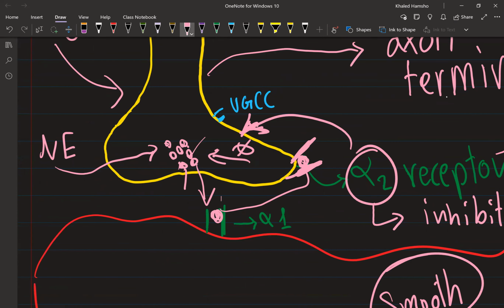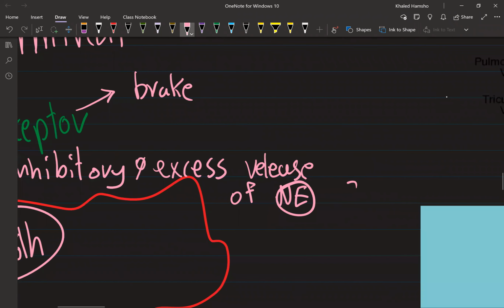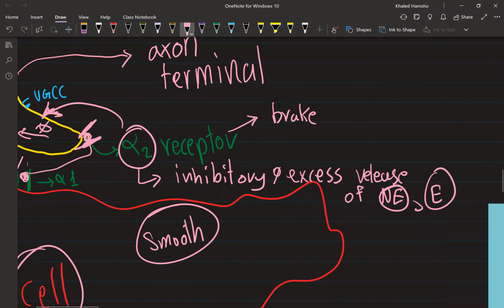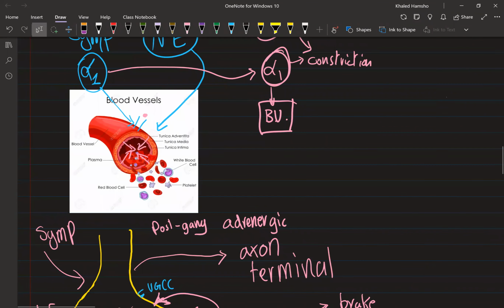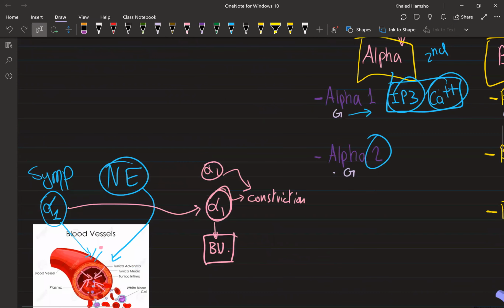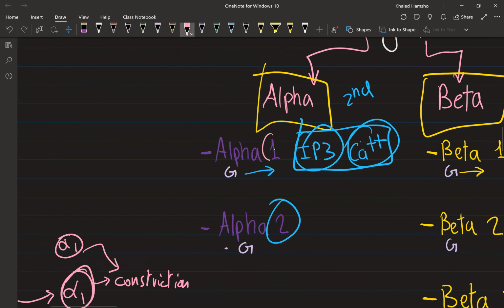Is it just norepinephrine or epinephrine too? Epinephrine can bind here, but it's usually norepinephrine. Like if the neuron uses epinephrine, that can also happen there. All right, so that's it for alpha receptors. Just remember their two functions and their location. Alpha 1 is usually in blood vessels. Alpha 2 is on neurons.